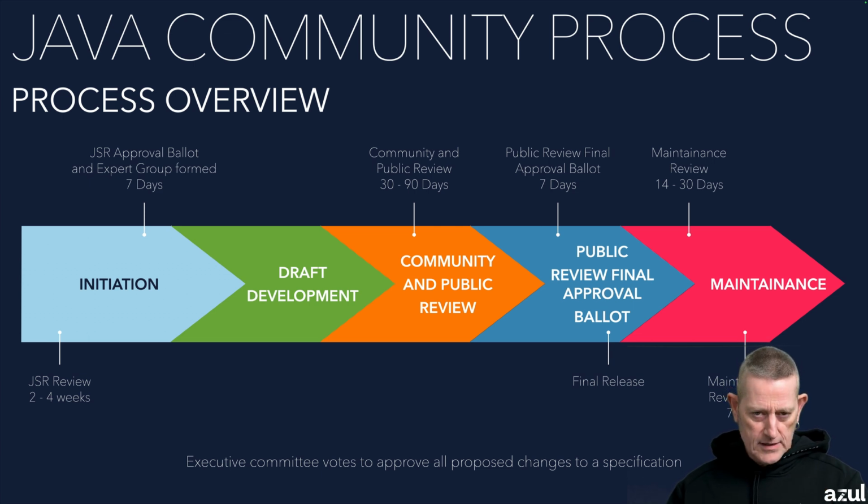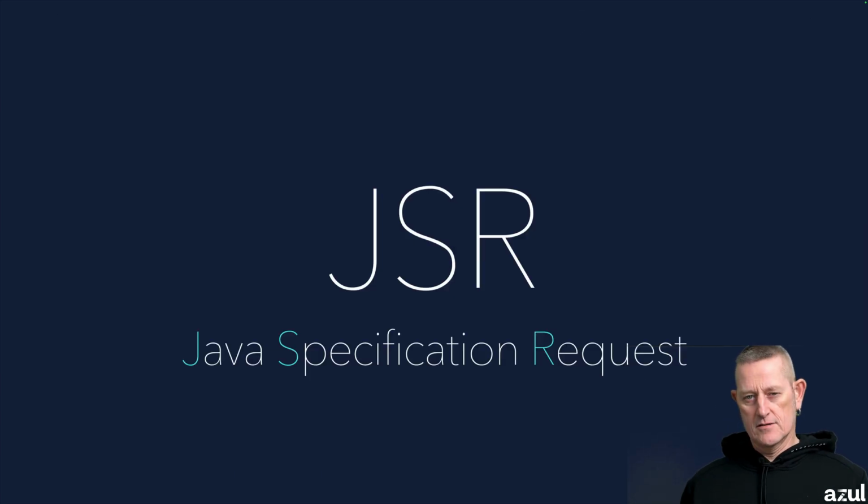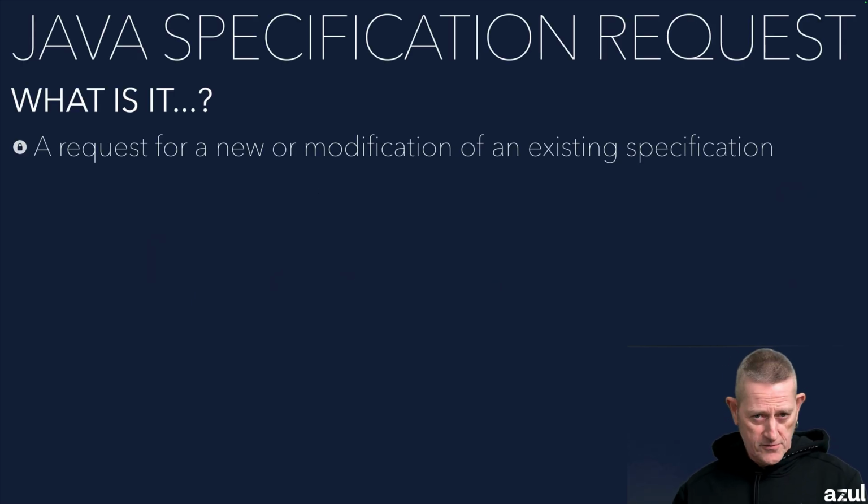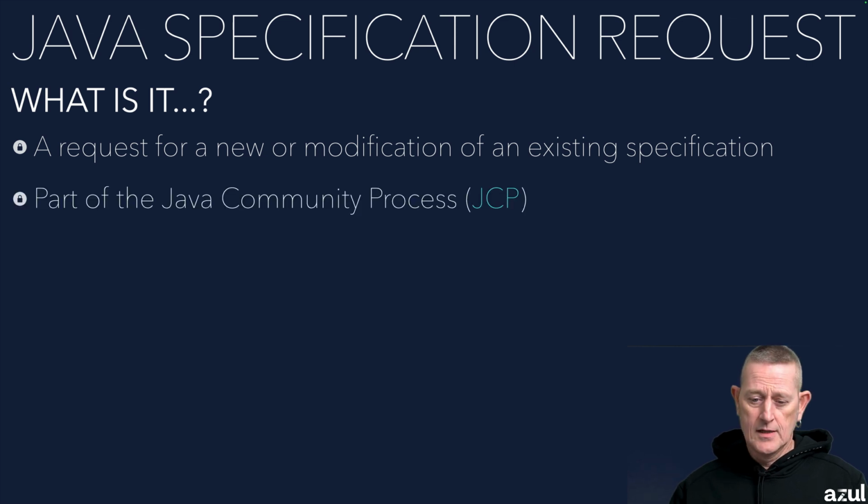So I already mentioned the JSR, and this is probably something we also would like to look into, right? So the JSR is the Java specification request. That means if you have an idea with a group of people that you would like to change something in the JDK, then you have to create a JSR. And so the first question is, okay, what is it, right? It's a request for a new specification or a modification of an existing specification in the Java platform.